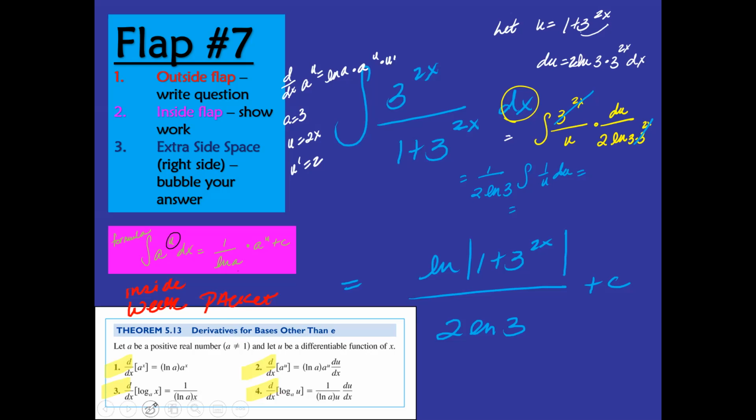So then I will have 1 over 2 ln 3, because ln 3 is just a constant. The integral of 1 over u is ln u, and what is u again? U is this piece right here, so 1 plus 3 to the 2x plus c. And this right here, boys and girls, is your answer.